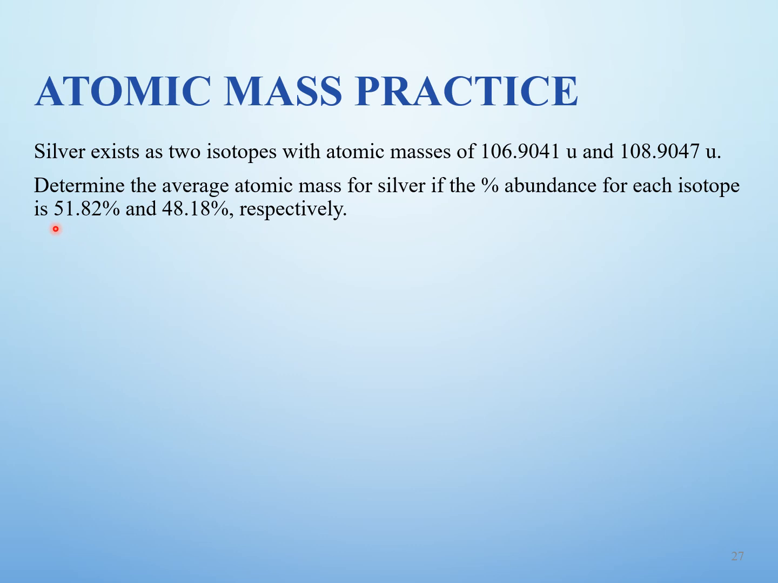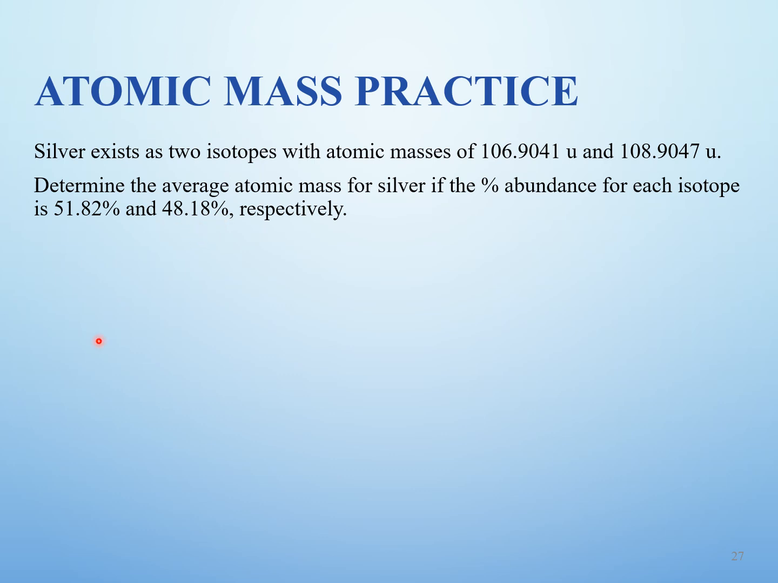So you see here, 51.82 plus 48.18 adds up to 100. Because the total is going to be 100%, if one isotope is 51.82, the other one is going to be 100% minus 51.82 to get 48.18%. So sometimes in the question, when they give you just one percentage and say there are two isotopes, you take 100 minus the original percent to get the percent of the second isotope.